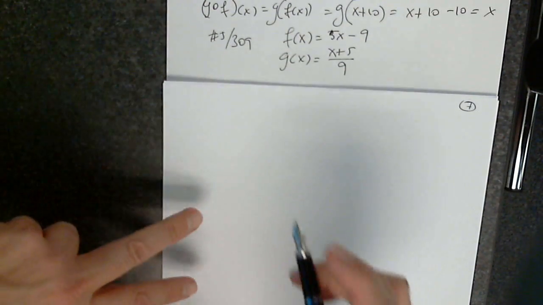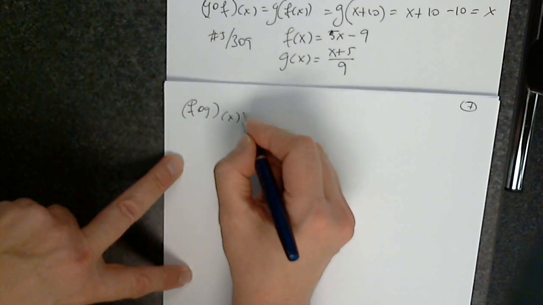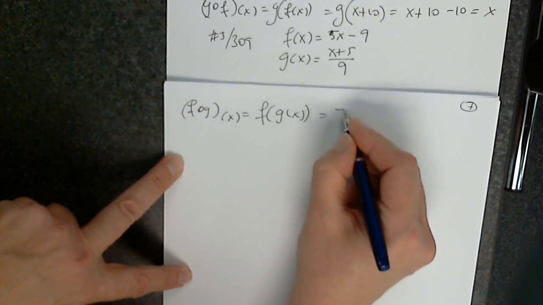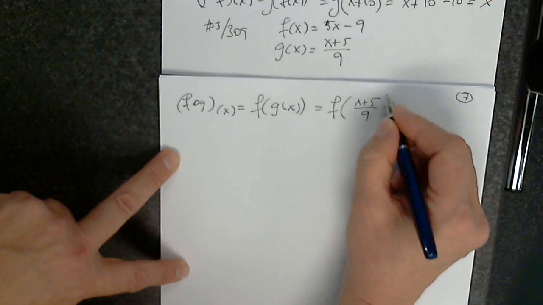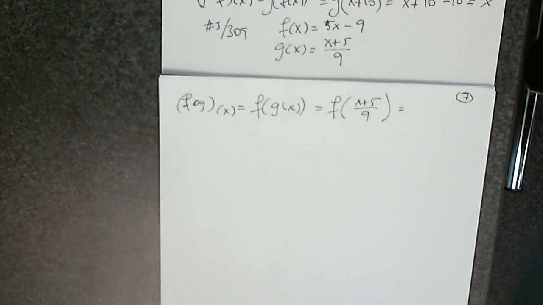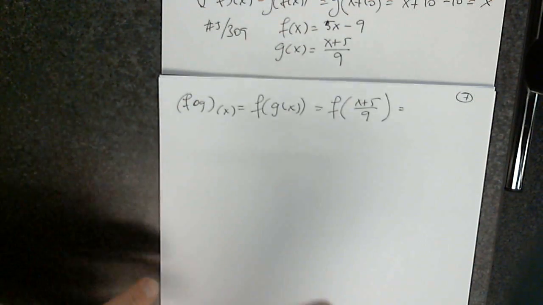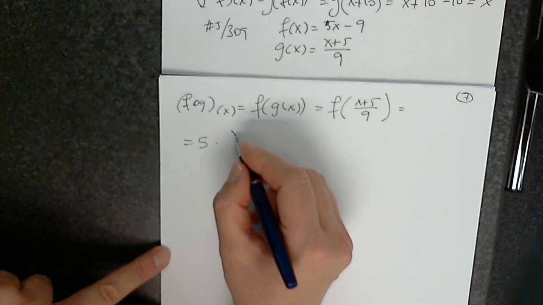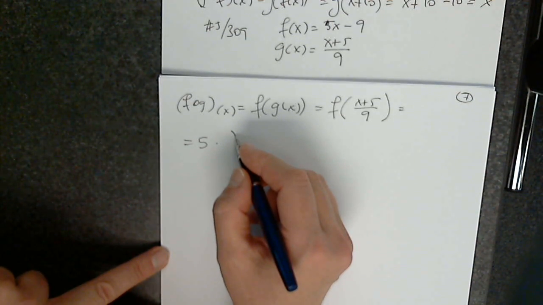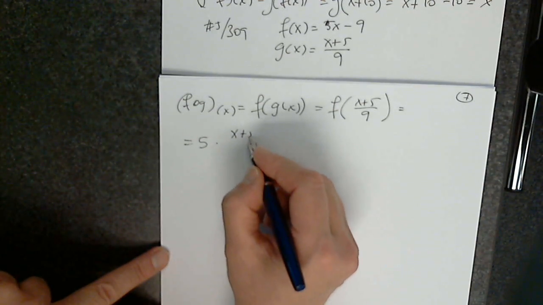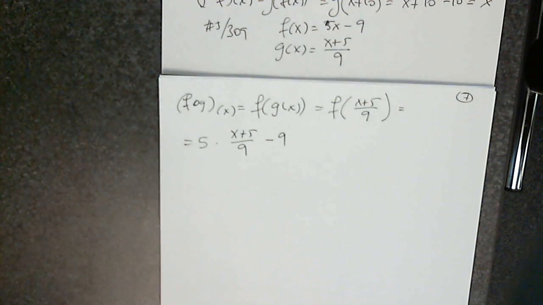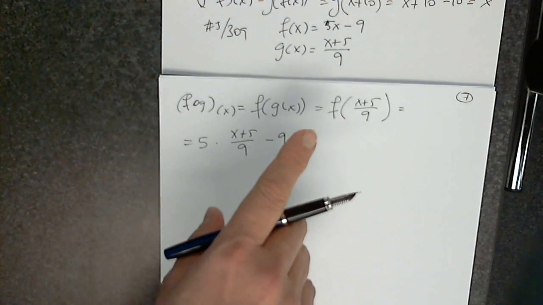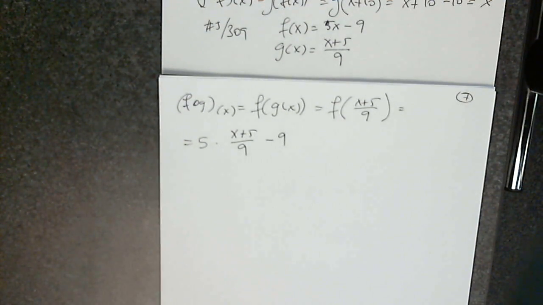Okay, so I have to find f comp g. By definition, this is f of g of x, which is f of x plus 5 over 9. Now I look at f. F says 5 times blah minus 9. How do I write that? 5 times x plus 5, yes, minus 9. So I'm just checking to make sure it was 5x minus 9 and x plus 5 over 9. Okay, very good.